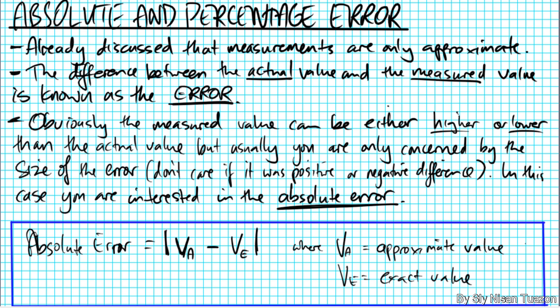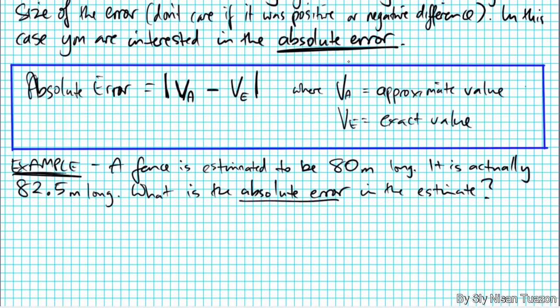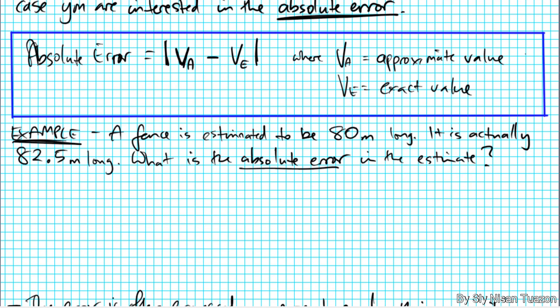So obviously the measured value that you take can either be higher or lower than the actual value, but usually all you're worried about is how big the error was, like how badly you are out. So you don't care if you were under or over the actual measurement. So in this case you're interested in the absolute error. The formula for the absolute error is here in the blue box.